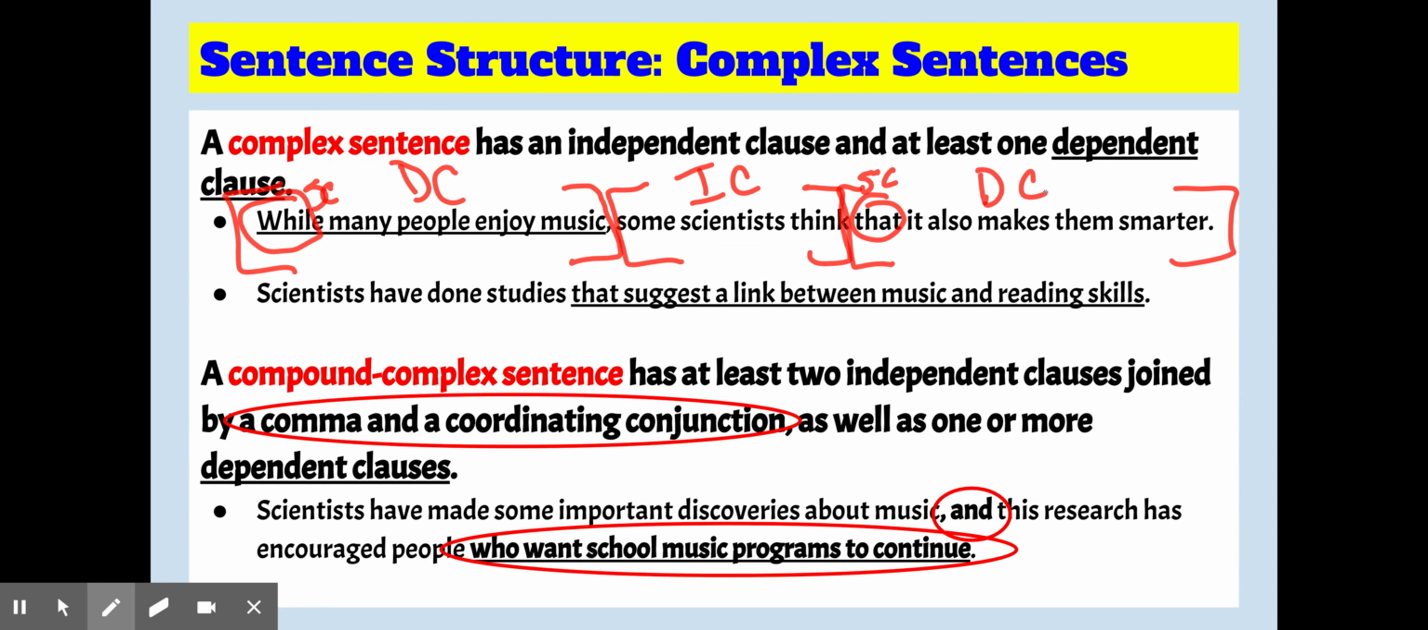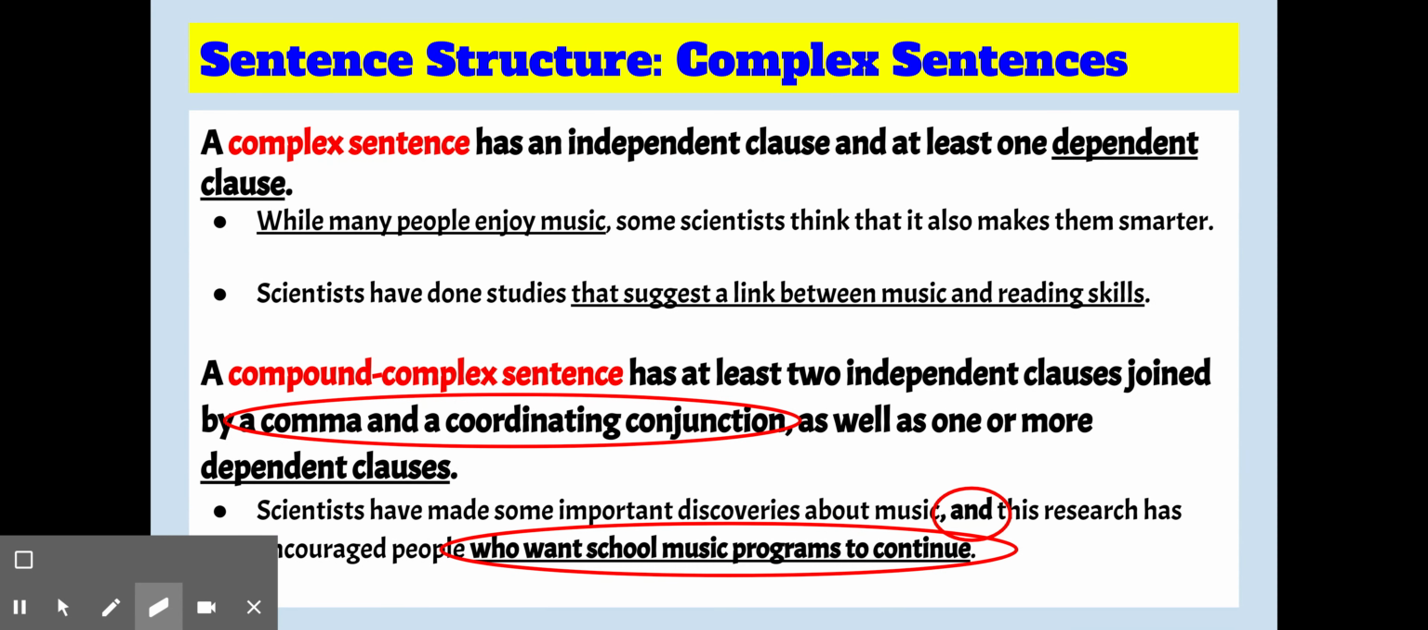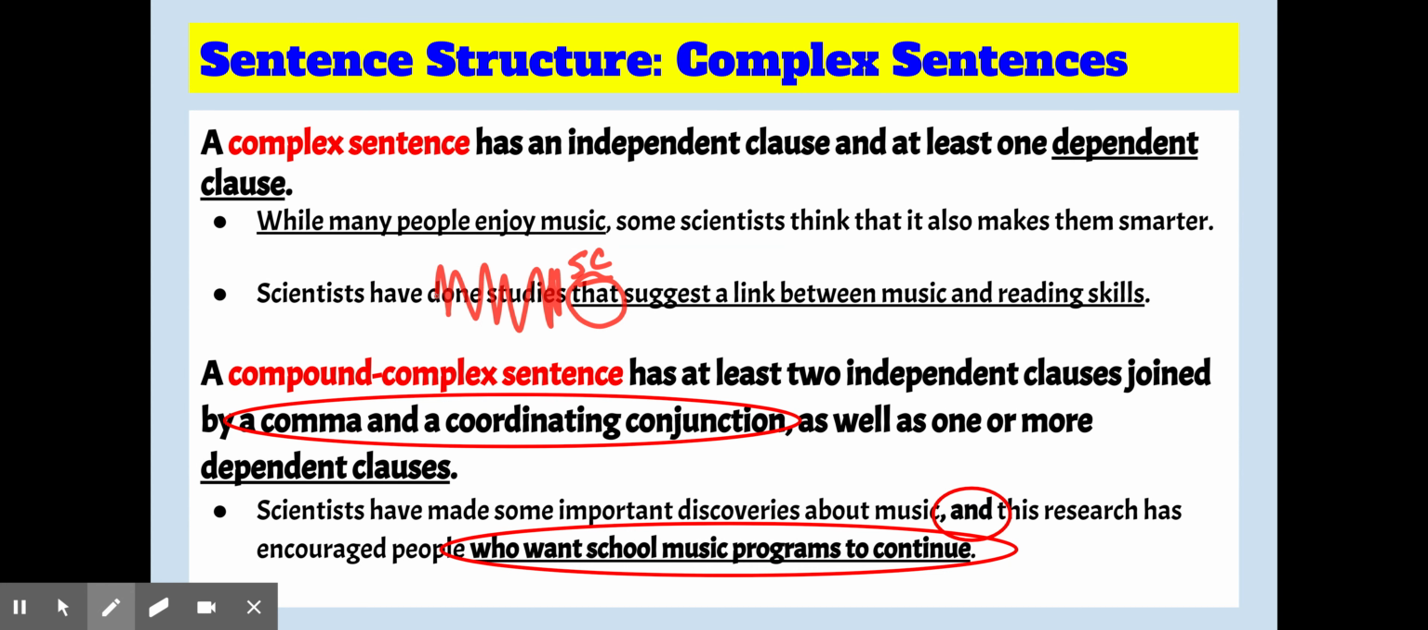We'll look at my next example. It says scientists have done studies that suggest a link between music and reading skills. Well, my subordinating conjunction, once again, is going to be the word that. And that tells me that's the beginning of a dependent clause. And how you know is that if I took the rest of this sentence away and it was simply that suggests a link between music and reading skills, well, what suggests? That's not a complete thought.